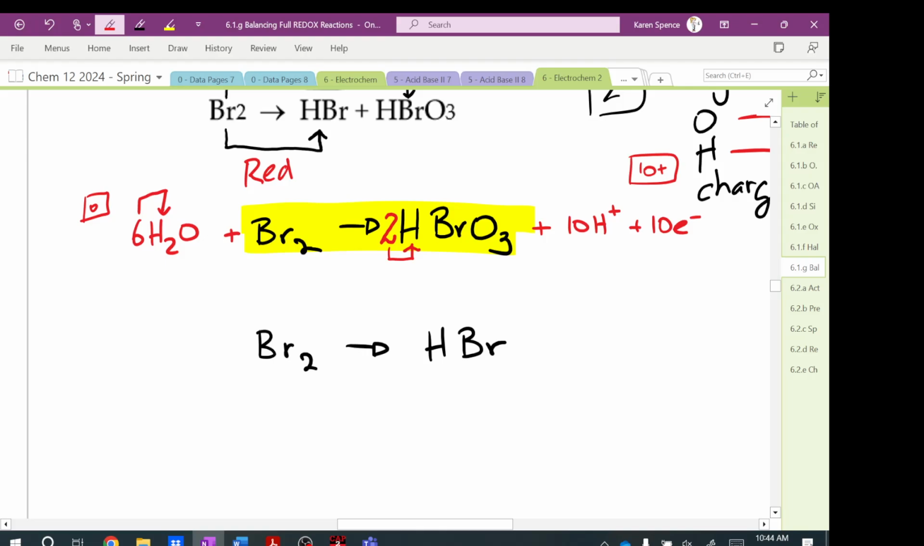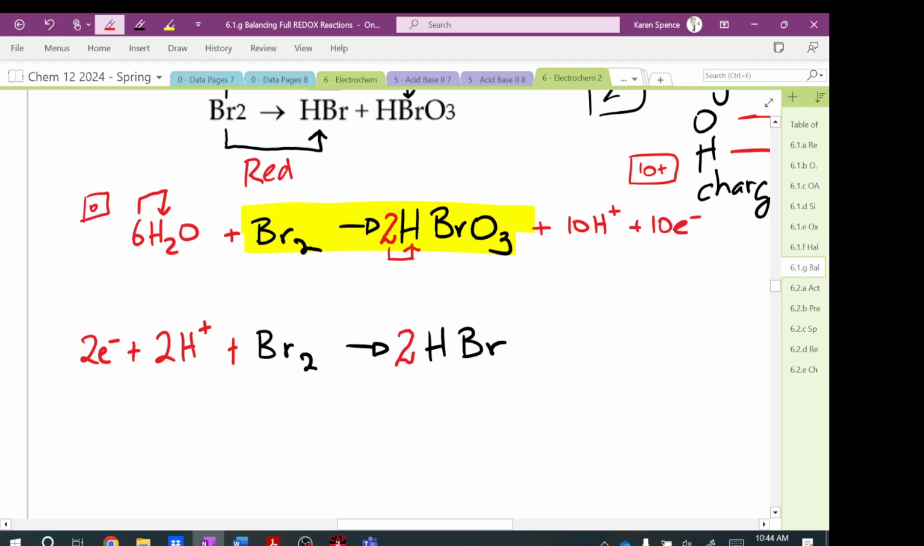Now, next, we're going to balance our second half reaction. Do we have any major atoms to balance? Yes, we need a 2 here for the Br. No oxygens. We will need 2 H+. What do we need to balance the charge? 2 electrons over here. Yes?